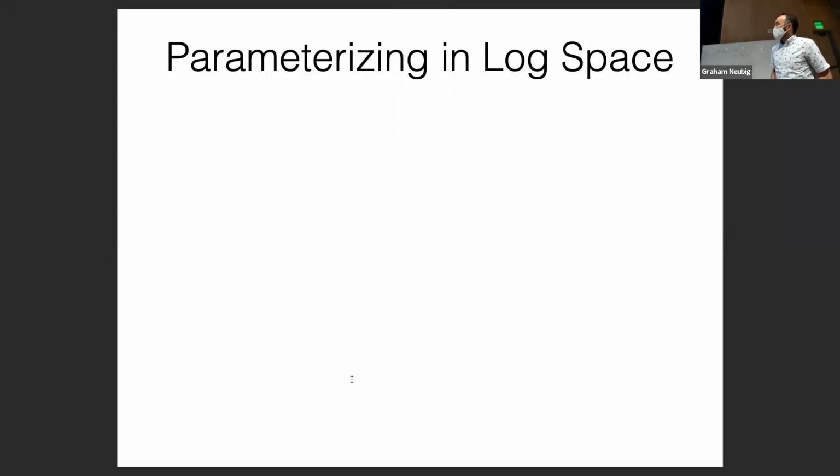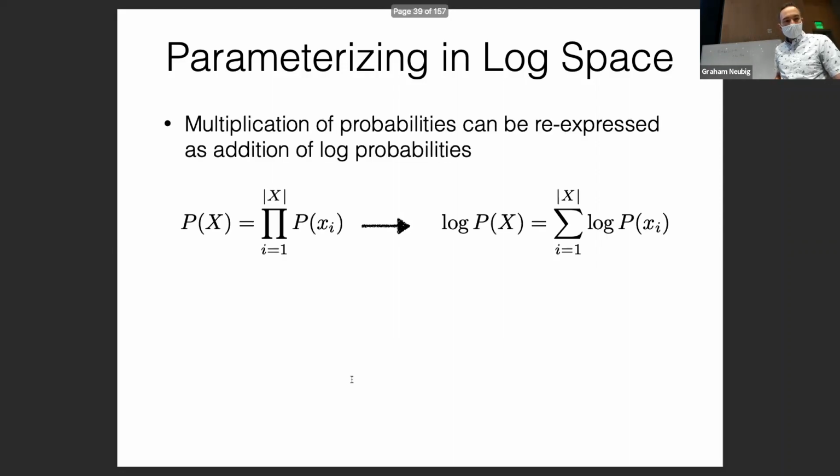So the next thing that we can do is we can parameterize this in log space. And what I mean by this is instead of multiplying all of these probabilities together, we calculate the log probability by adding them together. And this is also a mathematical equivalence. So why would we want to do this? Why would we prefer to do the right rather than the left?